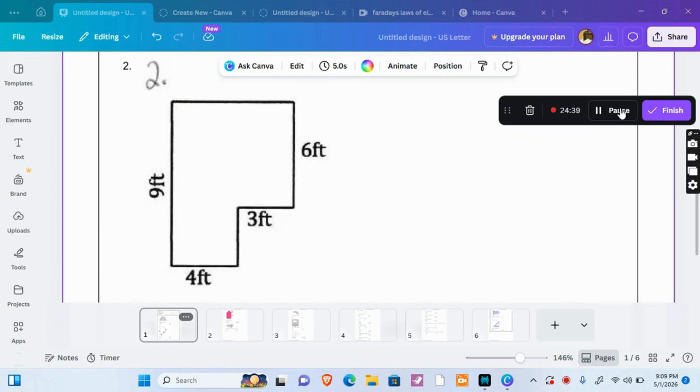Composite shapes are shapes that we get when we combine two or more plane shapes together. So when you combine two or more plane shapes together, you get what we call composite shapes. For instance, if I merge a circle and a rectangle together, that's a composite shape. If I merge two rectangles together, that's going to give a composite shape. So that's what composite shape means.